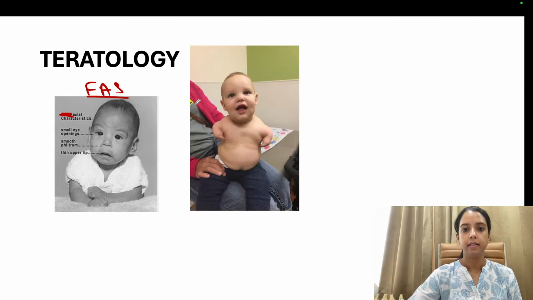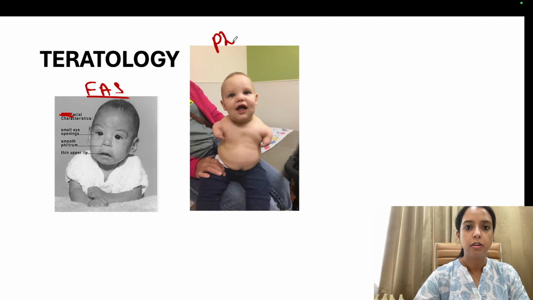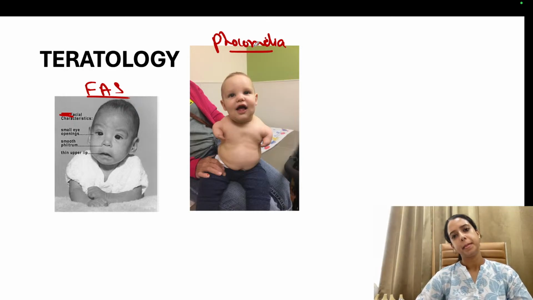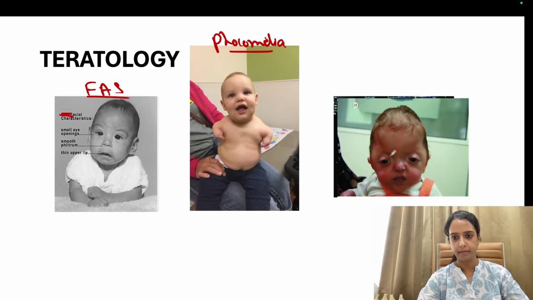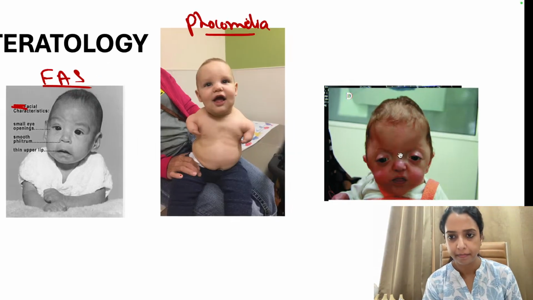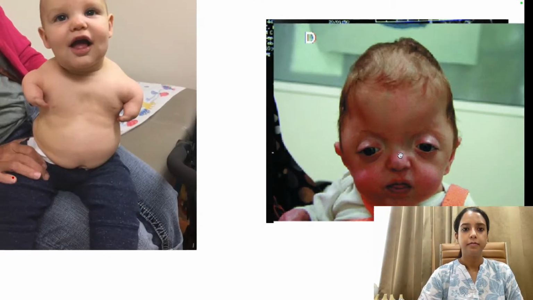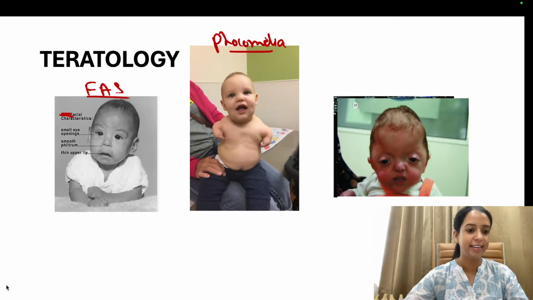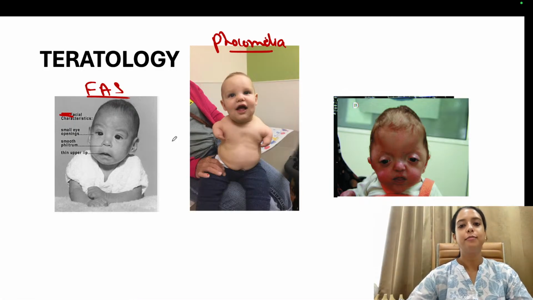Very easy. What is this? Phocomelia. Now it is not seen due to diethylstilbestrol. What is this? This kind of skull. This baby. I just forgot the name of the drug causing phocomelia. Thalidomide. Just slipped out of my mind.